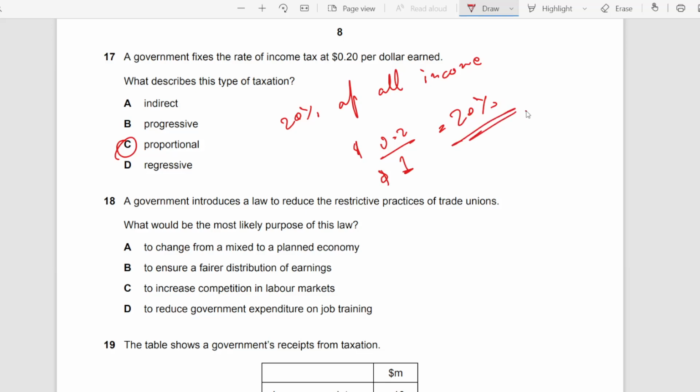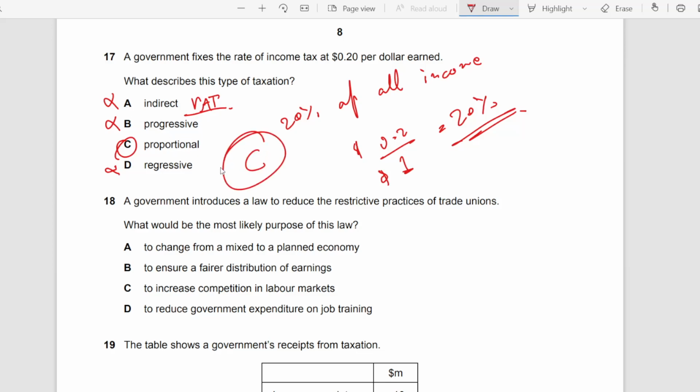It does not say that the tax rate increases. When the tax rate increases as your income increases, that's progressive, and when the tax rate decreases as your income increases, that's regressive. And indirect tax is not income tax. Indirect tax is actually tax on the consumption of goods and services, which is called VAT or GST. So that is also wrong. The correct answer is C here.